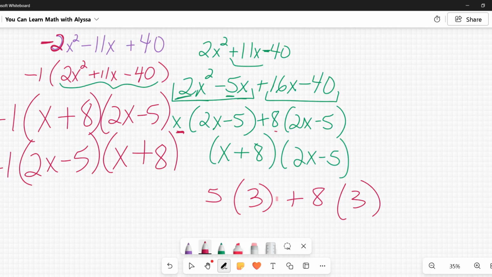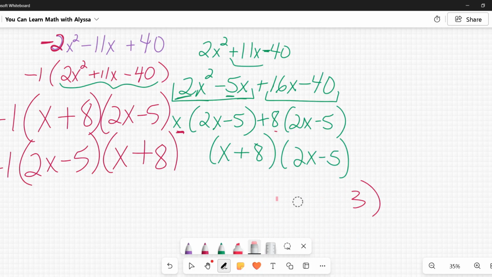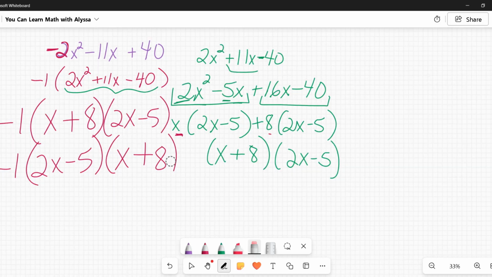So if I had 5 3's and I had 8 3's, how many 3's do I have? I would have 13 3's, right? 5 3's and 8 3's. Or we could say 5 plus 8, 13 3's. That's all we did. I have x 2x minus 5's, and then I had 8 2x minus 5's. How many 2x minus 5's do I have? x plus 8. That's what's going on. So it's not something weird or strange. It just looks strange because we have variables in parentheses, but it's a concept you've used a lot.